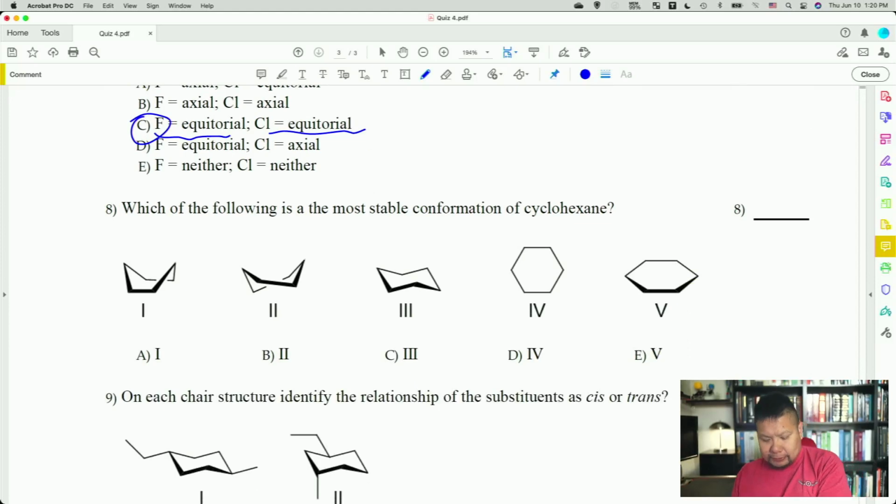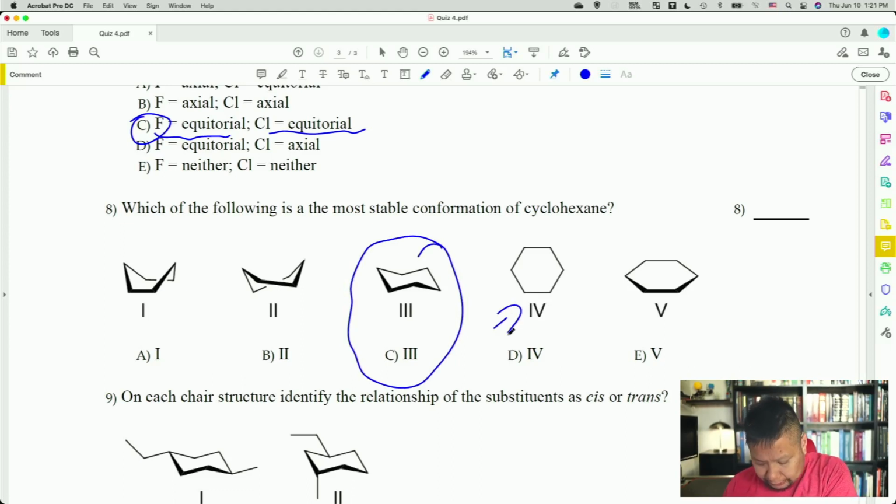Which of the following is the most stable conformation of cyclohexane? Remember that from either yesterday's lecture or today's lecture, I can't remember. Cyclohexane is most stable in the chair conformation, right? That's the one that gives it the least amount of steric hindrance. This is not a conformation, that's just a flat drawing. This is also a flat drawing of it in the Haworth projection, so none of those.